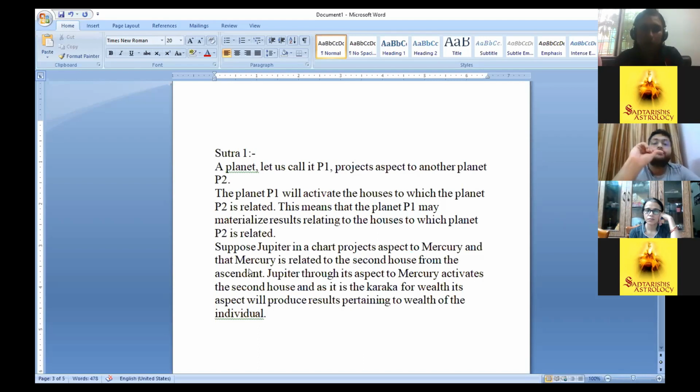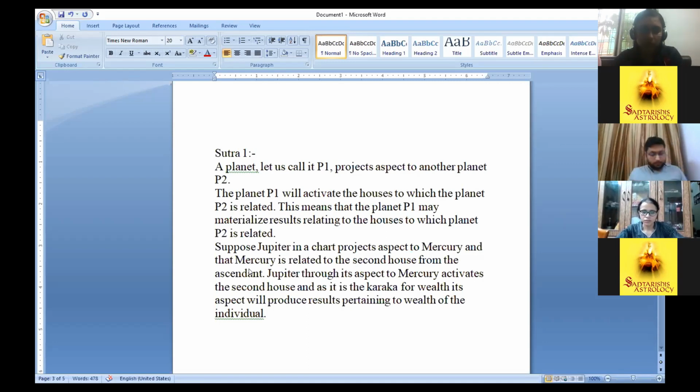And the second question is, what if some planet is retrograde, even if it is aspecting another one? Yeah, so see, for understanding this connection part, retrograde or direct doesn't matter. They will not play any role. Even if it is the seventh aspect.